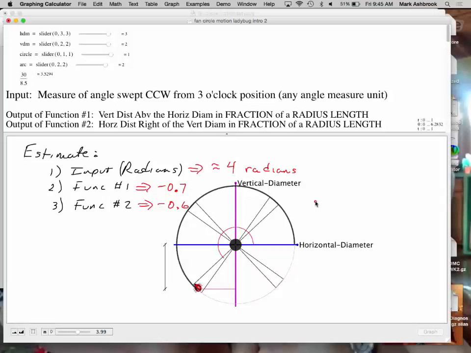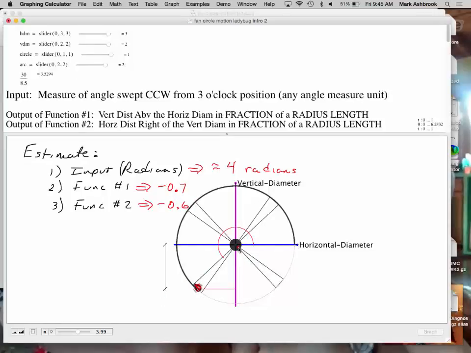Is this making sense? Okay, so you're going to see this is the basis of trig. Many of you have had trig before, and you haven't ever thought of it this way, but this is the foundations of trig: locating a position on the circle with coordinates that are fractions of the radius length.